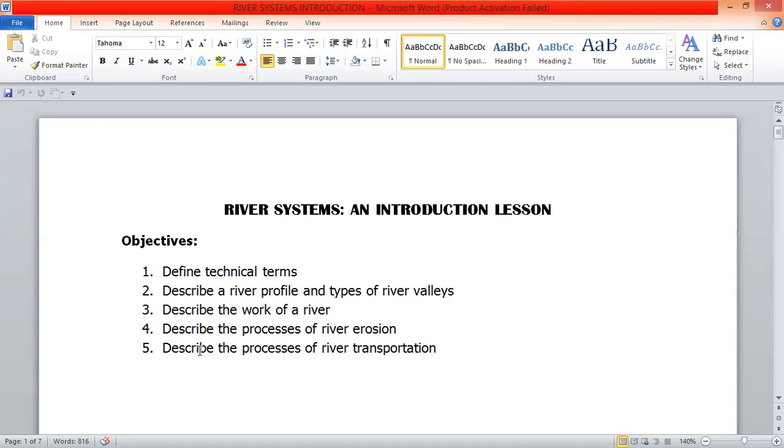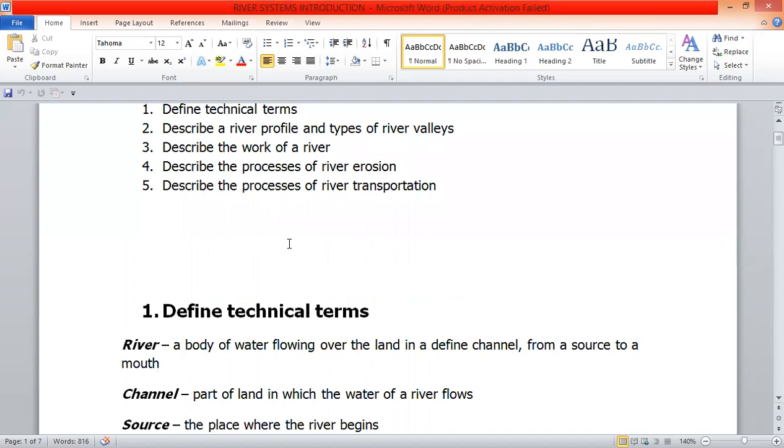The fourth is to describe the processes of river erosion. How does a river erode its load? Then the last objective, we are going to describe the processes through which a river transports its load. I hope you are ready. Let's go through the first objective, definition of technical terms.